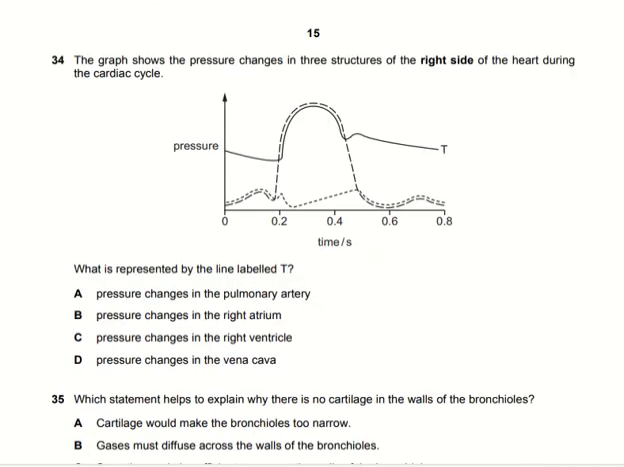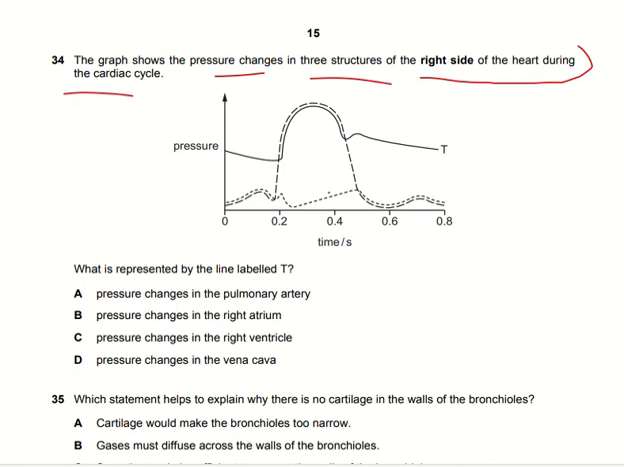The graph shows the pressure changes in three structures of the right side of the heart during the cardiac cycle. The solid line shows one structure, the white dotted line shows another structure, and the small dotted line shows the third structure. What is represented by the line labelled D? Pressure changes in the pulmonary artery.